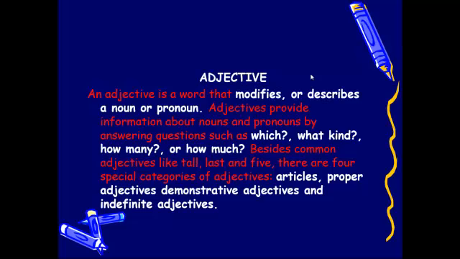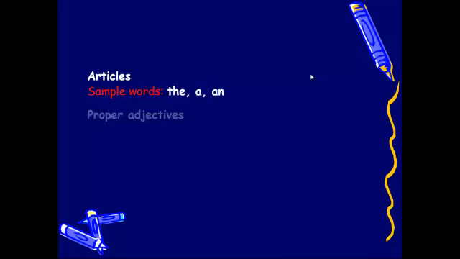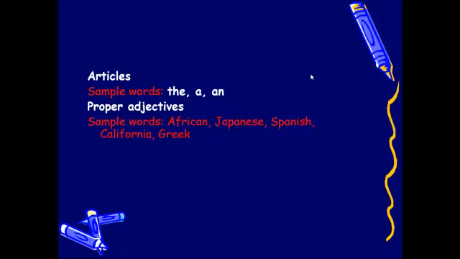Besides common adjectives like tall, last, and 5, there are 4 special categories of adjectives. They are articles, proper adjectives, demonstrative adjectives, and indefinite adjectives. First one, articles. Examples are the, a, and. Proper adjectives. Examples are African, Japanese, Spanish, Californian, Greek.